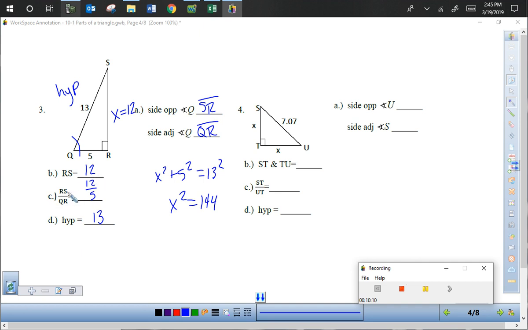And then our ratio, RS was that 12, divided by 5. This time our fraction didn't reduce. Sometimes that will happen, and it's okay. The hypotenuse was different from part B, since we weren't solving for that. It is just 13 in the picture.